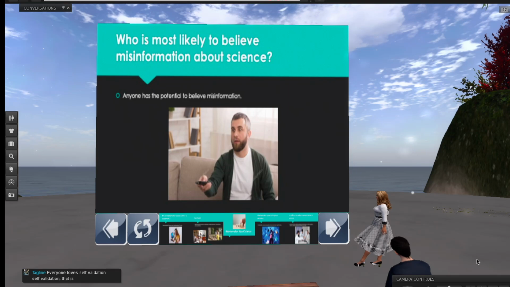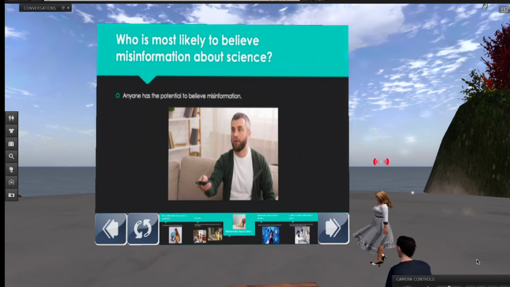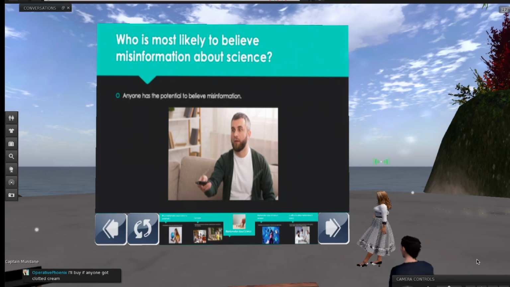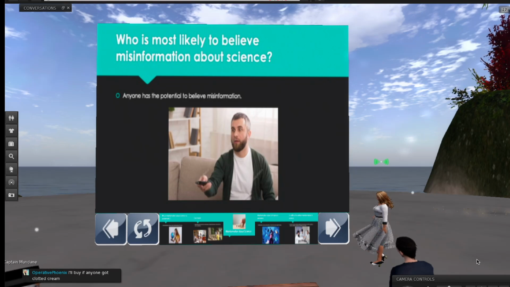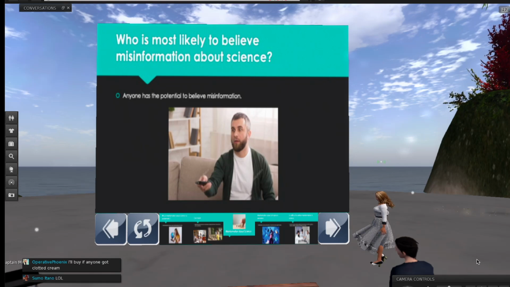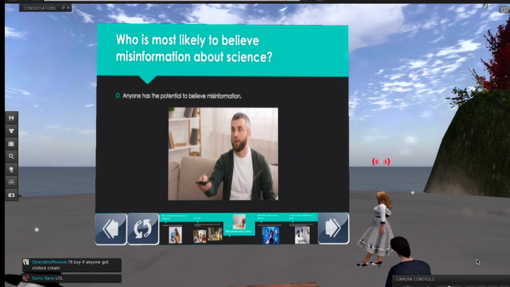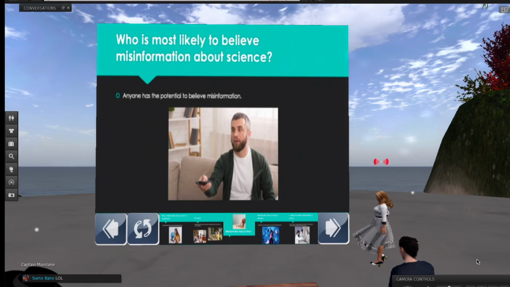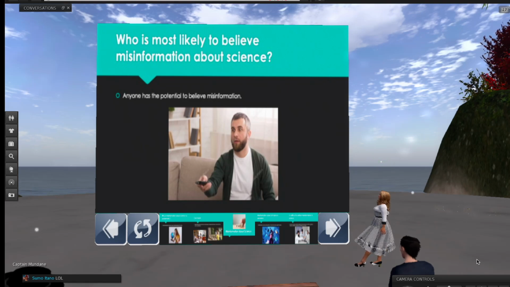Of course, basic science literacy is important, but that does not prevent a person from believing misinformation. Sociocultural factors influence the science information and misinformation that people are exposed to. We don't all get the same information or misinformation on any particular topic. Oh, clotted cream. And many other factors influence the actions that an individual will take based on the information or misinformation that they receive.